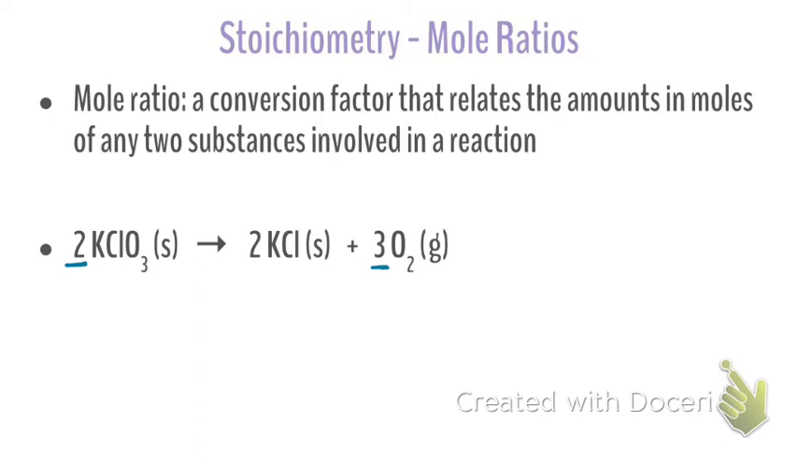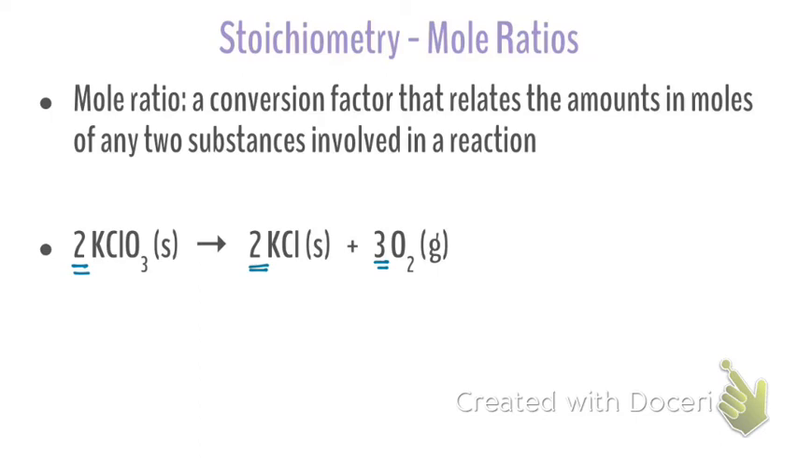The coefficient tells us how many moles of that substance need to be in the reaction for the reaction to work, right? For the law of conservation of mass to be satisfied, we have to have 2 moles of potassium chlorate break down to form 2 moles of potassium chloride and 3 moles of oxygen gas, right? So when we talk about mole ratio, we're looking only at the coefficients in the problem, right? That's what gives us the information for mole ratio.